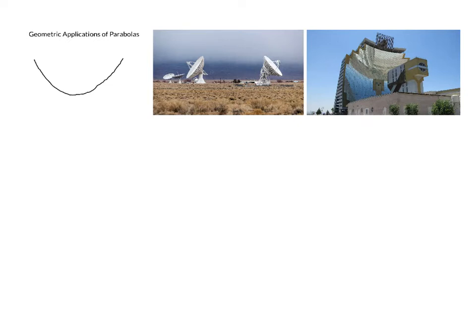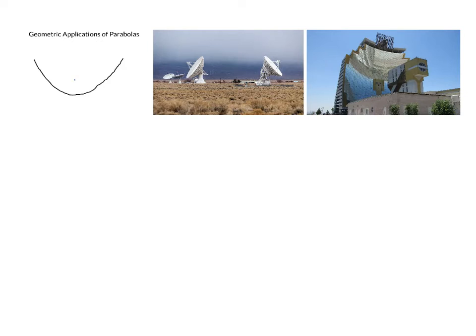Now, we talked about how a parabola was defined as the set of all points such that the distance between a point on the parabola and the focus was the same as the distance between that point and the directrix, a line. And that is an important geometric property, but what we're going to focus on right now is actually a reflective property of parabolas. So a parabola is a curve that also has a very particular reflective property.